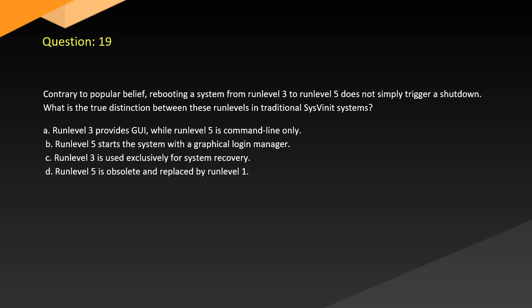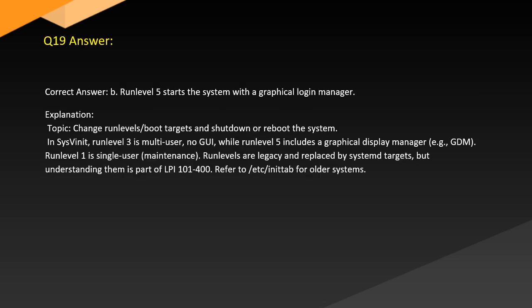C. Run level 3 is used exclusively for system recovery. D. Run level 5 is obsolete and replaced by run level 1. Answer. Correct answer. B. Run level 5 starts the system with a graphical login manager. Explanation. Topic. Change run levels, boot targets, and shut down or reboot the system.